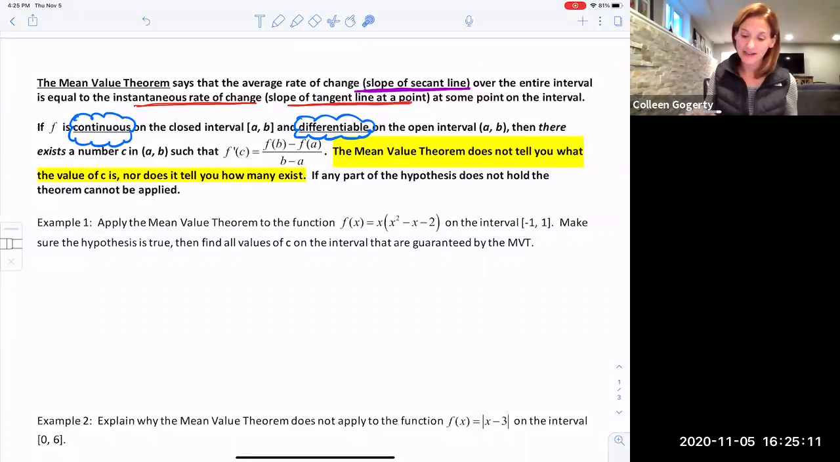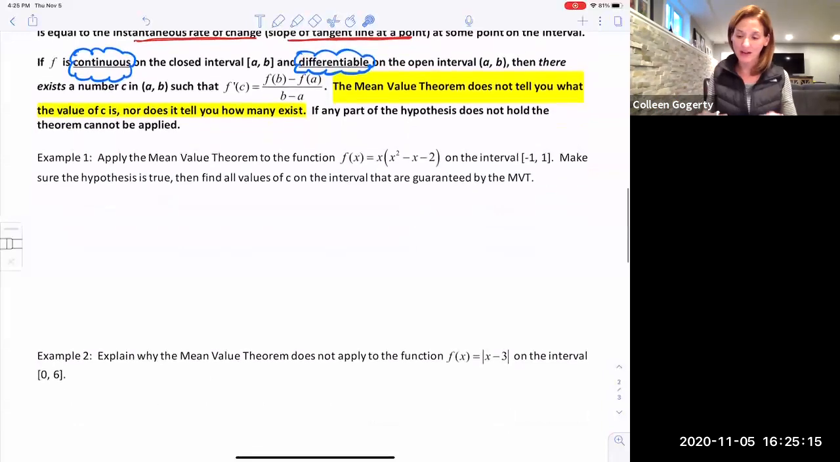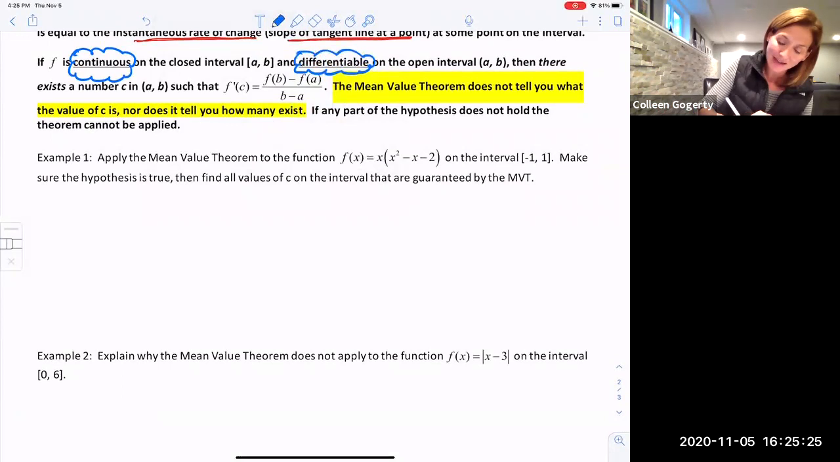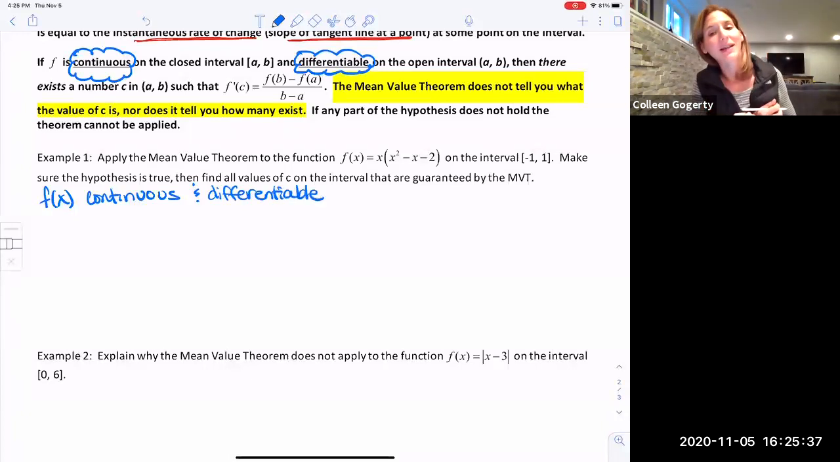So let's take a look at example 1. They're asking us to apply the mean value theorem to the function f of x equals blah, blah, blah, over the interval -1 to 1. So first of all, it's saying make sure that the hypothesis is true. Well, what do they mean by that? We need to make sure that f of x is continuous and differentiable. If those two conditions are not met, then we cannot technically apply the mean value theorem, okay?